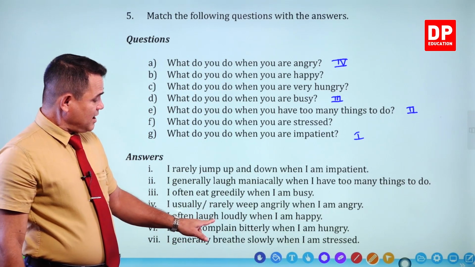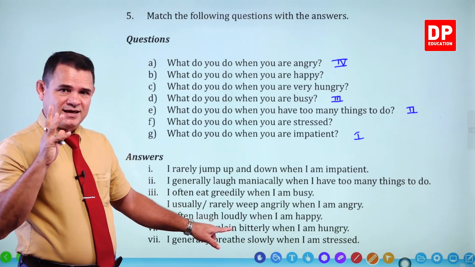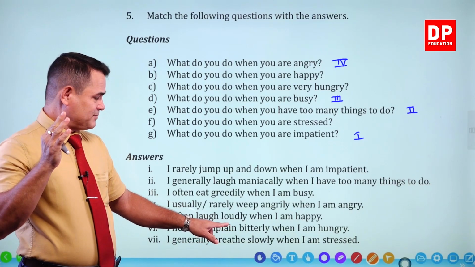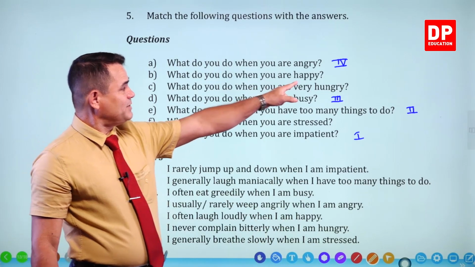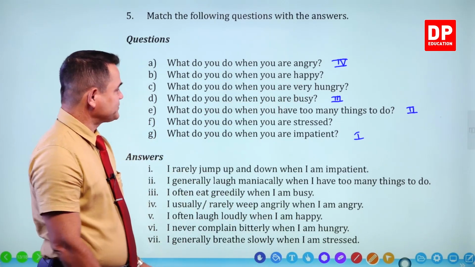I often laugh loudly when I am happy. So you can easily match it.